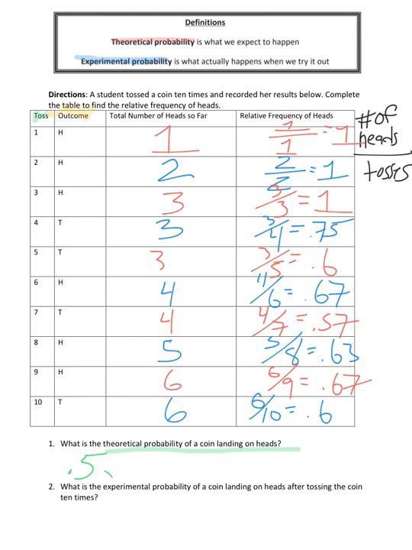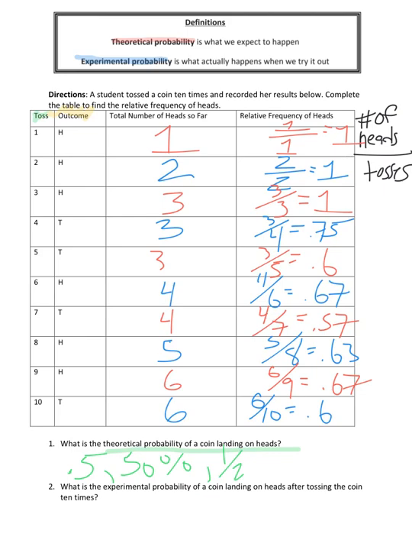And if you're saying, well, could I do it as 50%? That would work as well. Or 1/2. Once again, we're expecting the coin to land on heads half of the time. So we can use 0.5, 50%, or 1/2 to represent the theoretical probability. Now, what is the experimental probability in that second question?